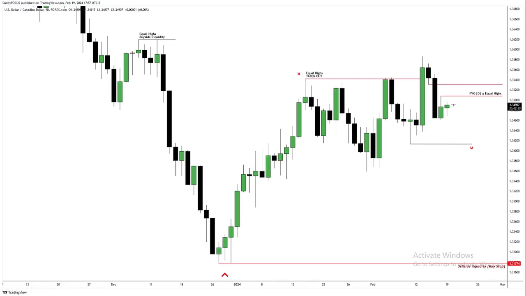Okay, now this is how we read price. We don't focus on the biggest move. We don't want to catch 1 million pips. We just want to focus on the next daily and weekly candle.